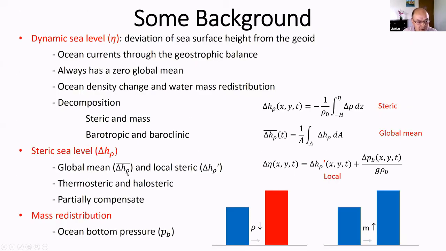Okay, the steric sea level change can be further decomposed into a thermosteric and a halosteric part. The former is the temperature-induced change, and the latter is the salinity-induced change. Sometimes the dynamic sea level change can be decomposed into a barotropic and a baroclinic part. This is the decomposition.